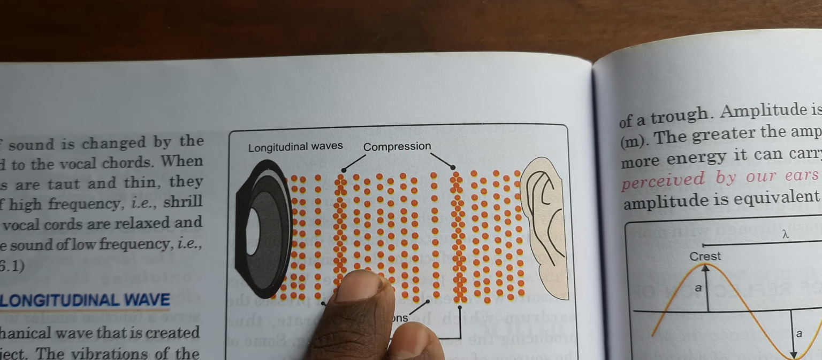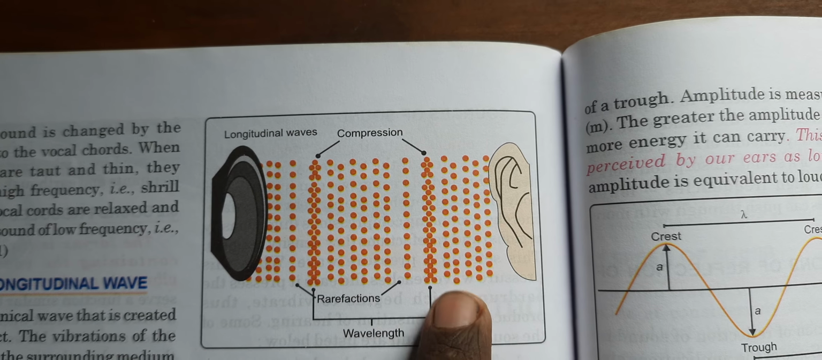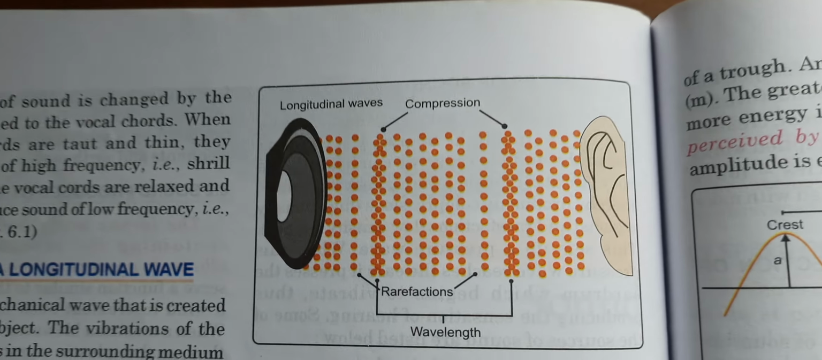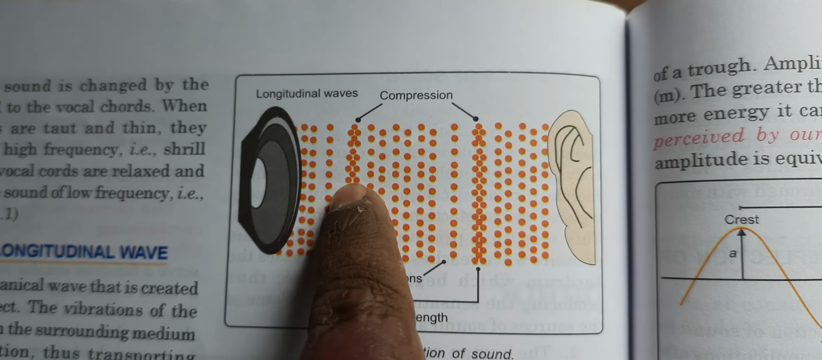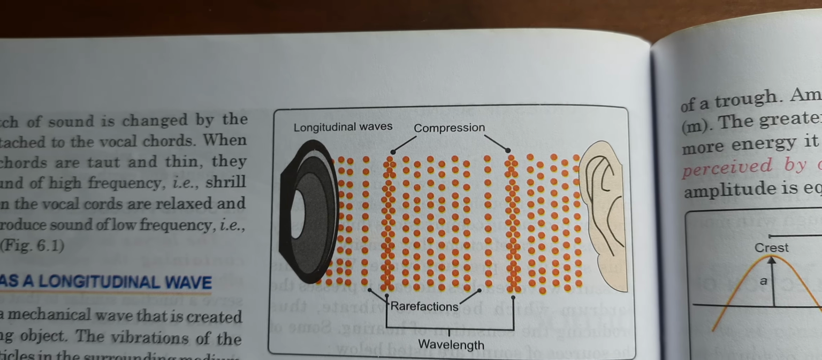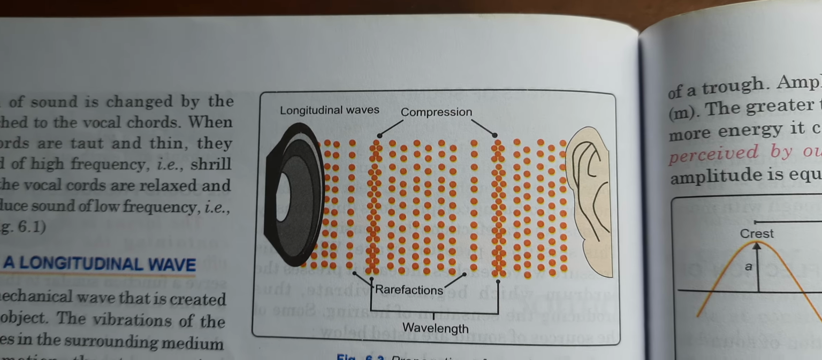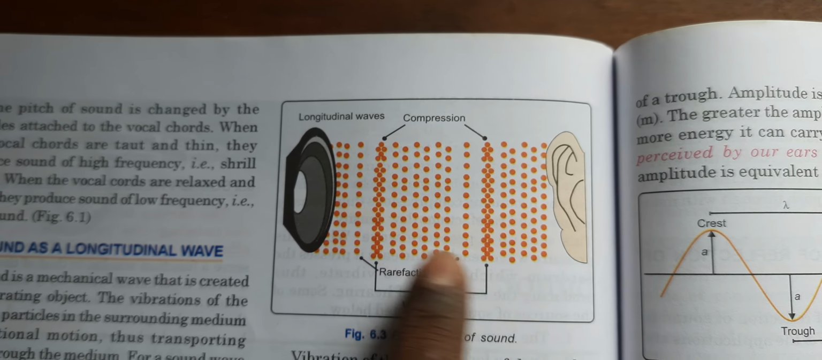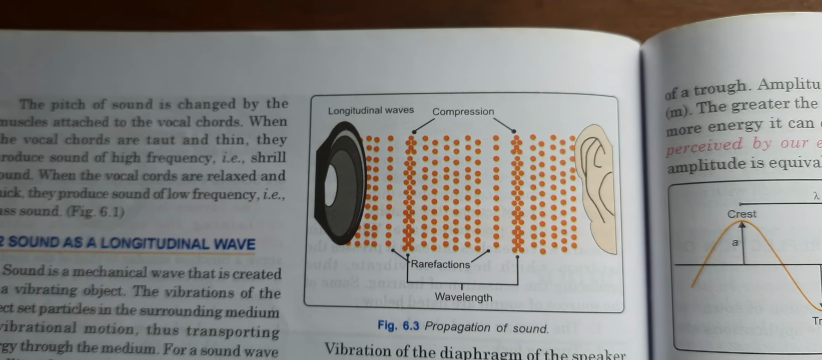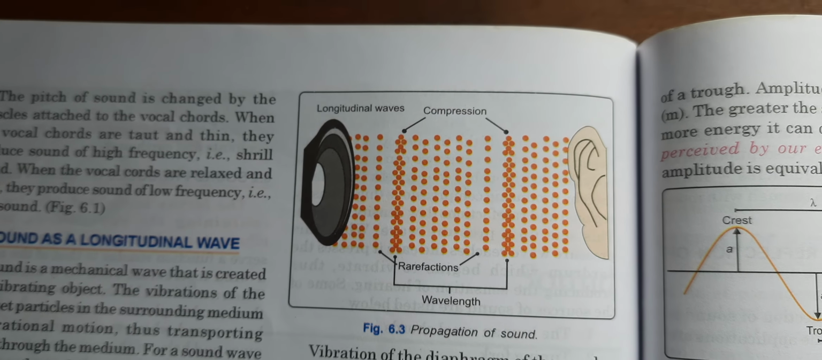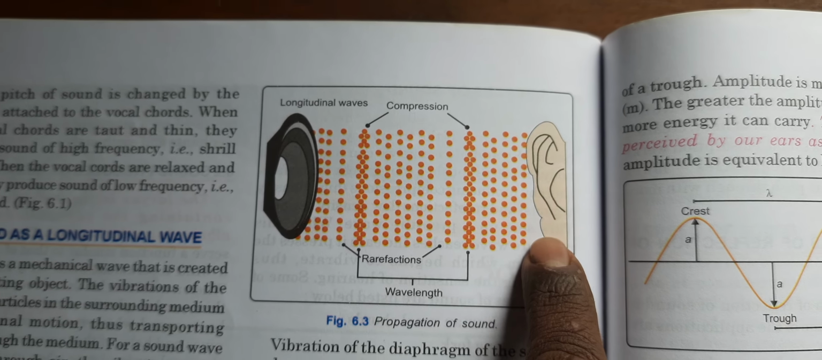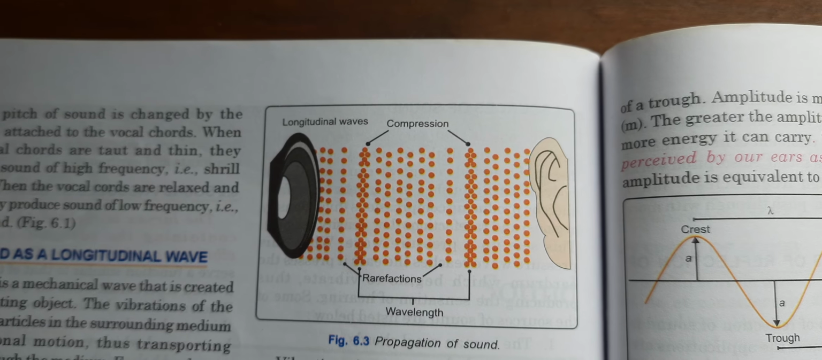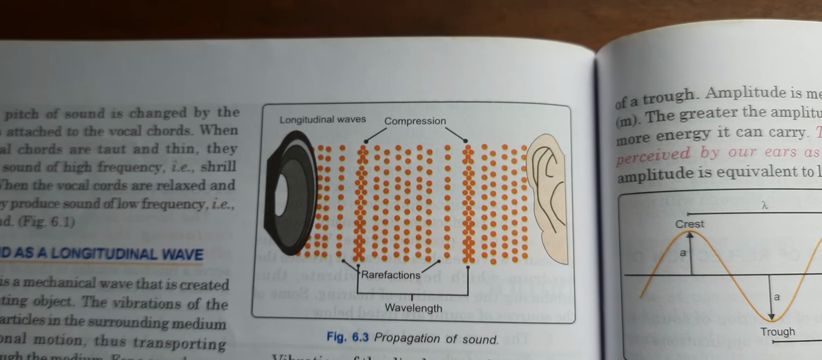And this region and this region where the molecules are closer together, these regions are known as regions of compression. Compression because the molecules are very closely packed to each other. So it is a series of compressions and rarefactions which move forward, and when it reaches the ears of the listener, then the eardrum present in the ear starts to vibrate and the person hears the sound produced.